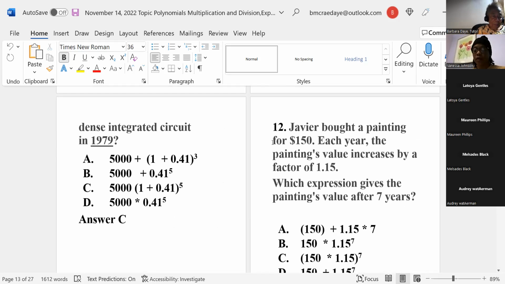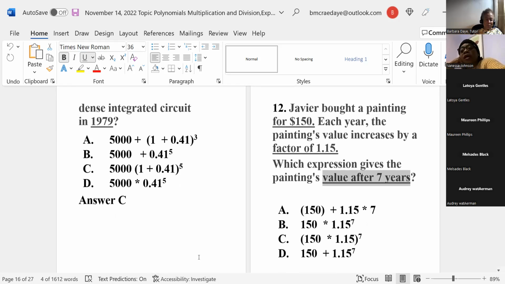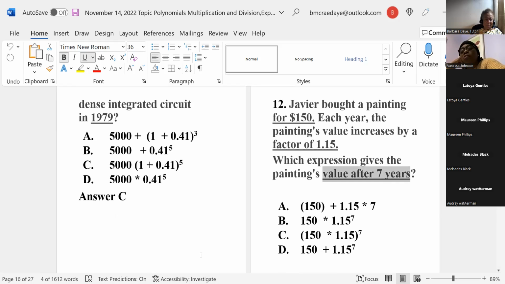So Javier bought the painting for $150, right? So you know that's the base price. It increased by what? 1.15. There you go. And you want the value after 5 years. Okay, Maureen, what's the answer? You want the value after, I'm sorry, after 7 years. A, B, C, or D, Maureen. I would say A.